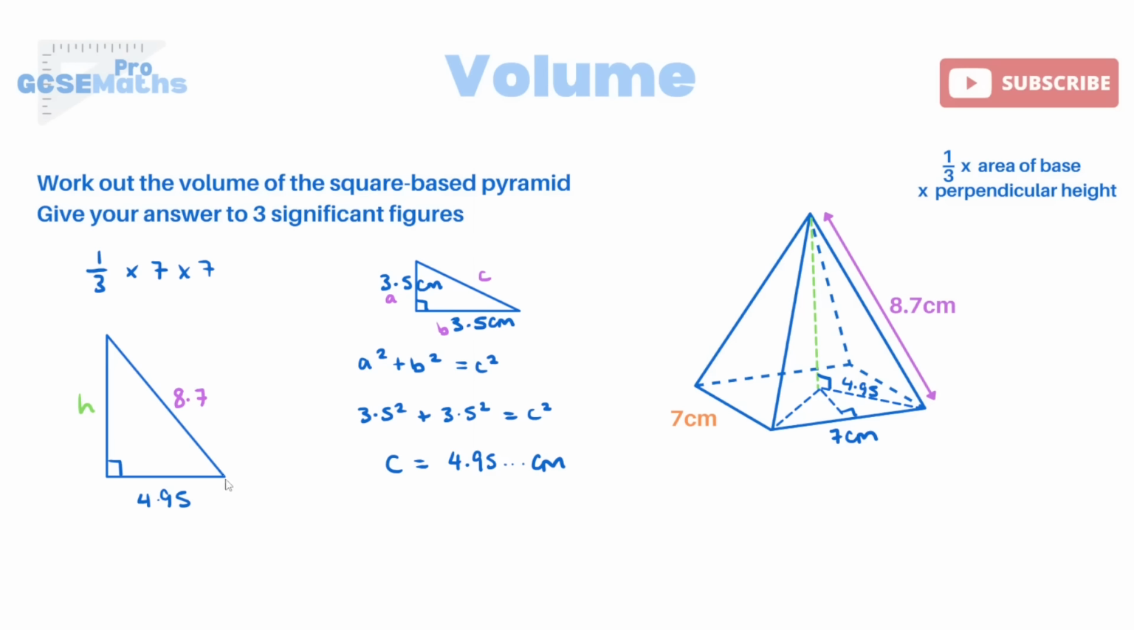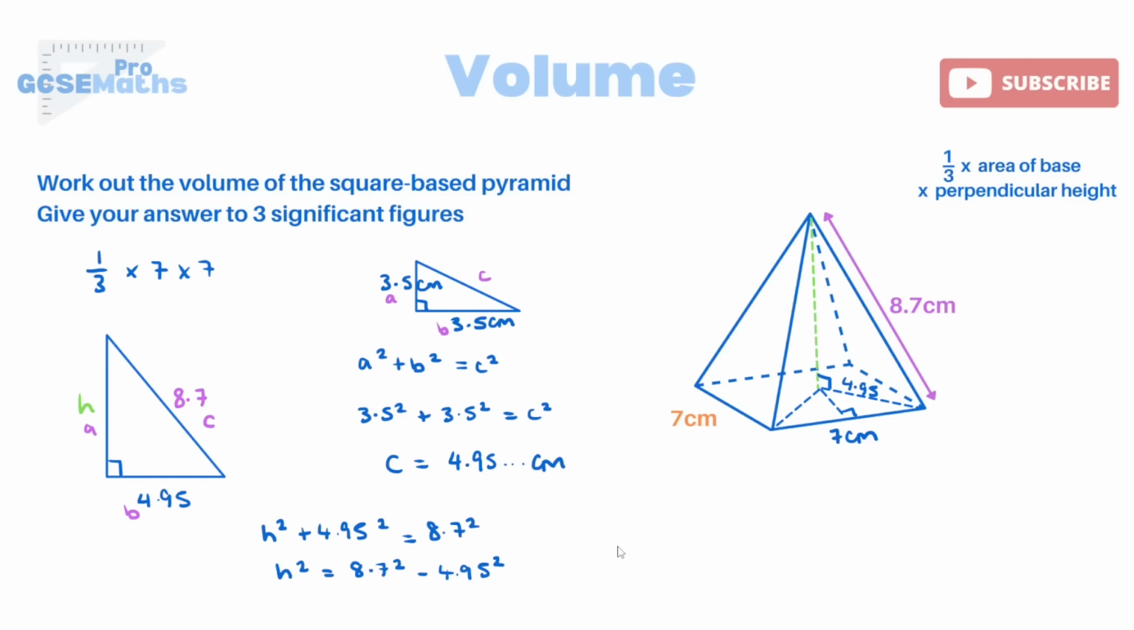Then it's just literally Pythagoras again, but be careful because C is the hypotenuse. So I put A as h squared plus the 4.95 squared, remember there's more decimals to that, equals 8.7 squared. Now this one I do need to rearrange to get the h on its own. So take away the 4.95 squared.